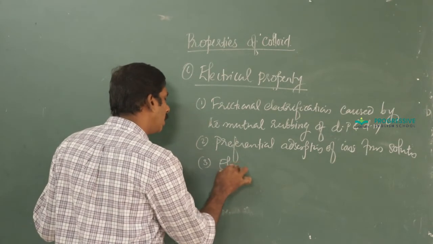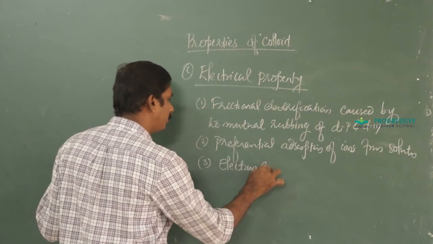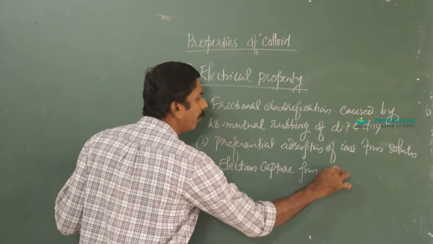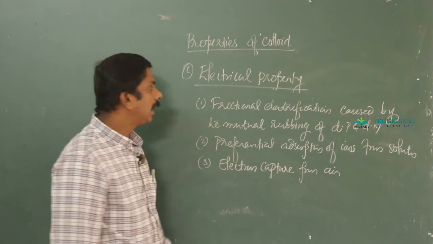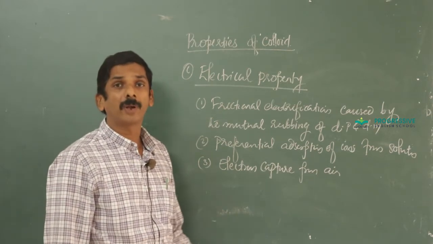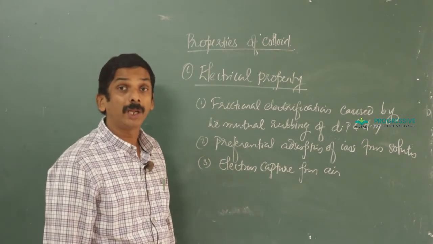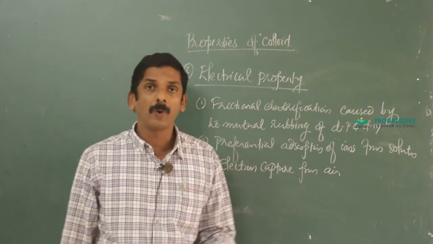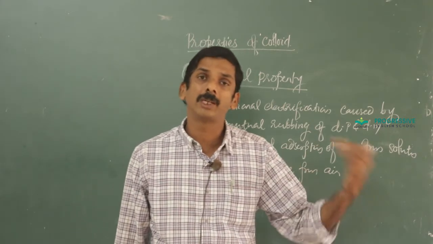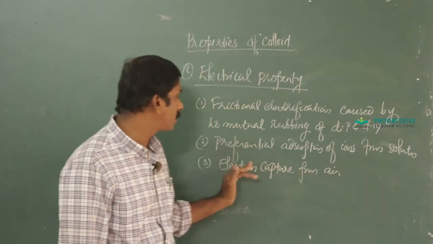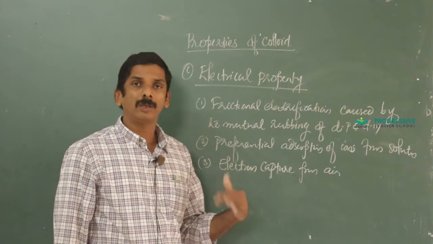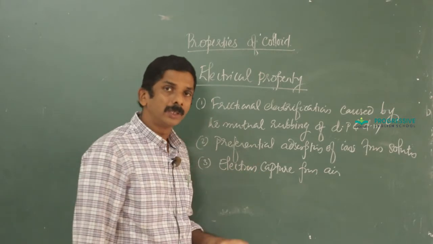Third is electron capture from air, or during Bredig's arc method. Metals are electropositive in nature. When they vaporize, they lose electrons, or electron capture from air. By capturing that electron, they get negative charge.